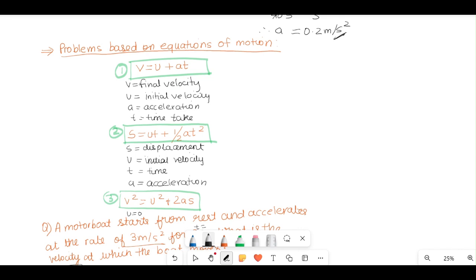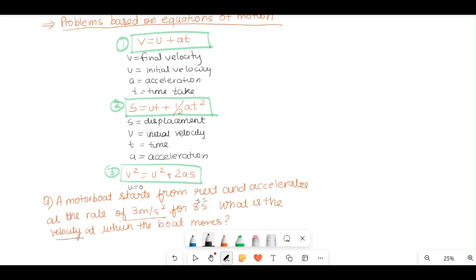Now we move on to the third formula, that is V square is equal to U square plus 2AS. By now, I think you have understood the terms, so I'm not writing it down. I'll just explain it to you. V square is equal to U square plus 2AS, where V is your final velocity, U is your initial velocity, A is acceleration, and S is displacement. I hope these three formulas were clear to you, what V, what U, what A, what T, and what S stands for.